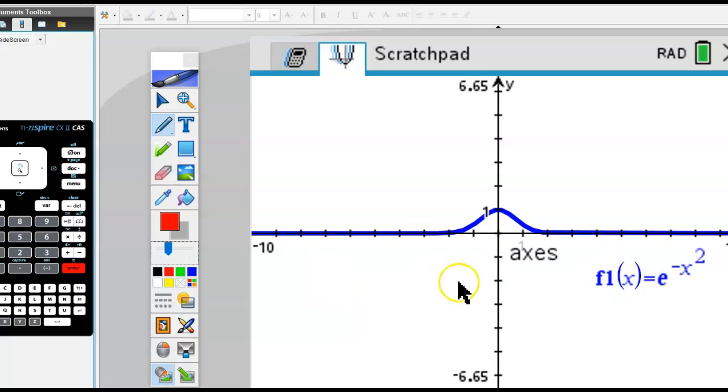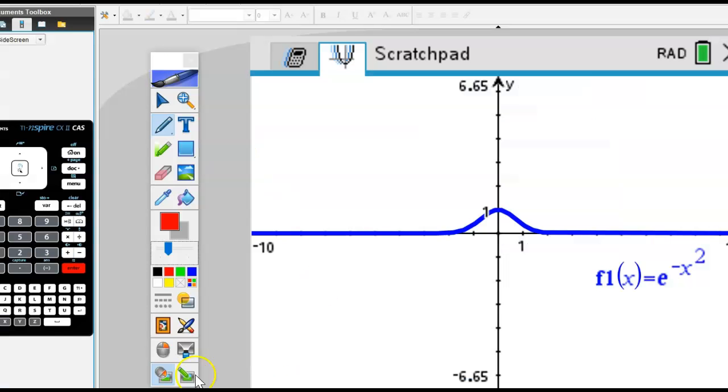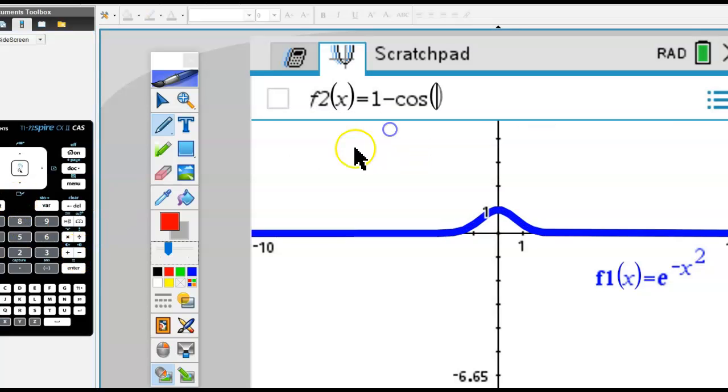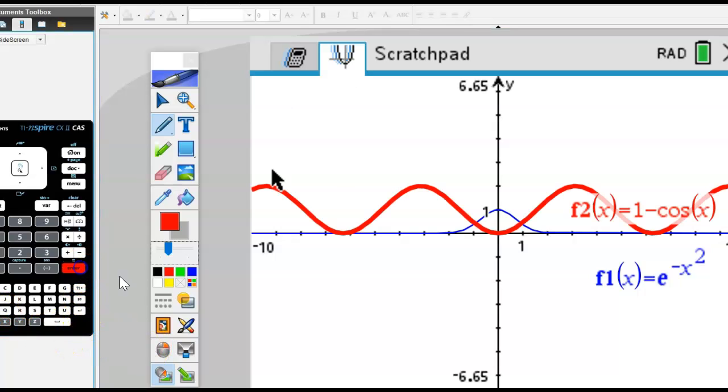If I hit enter, I get a graph that looks like that. And my second function was 1 minus cos x. To get a second function, you have to hit the tab key, and then you type in 1 minus trig, cos x. And hit enter, and I get a graph something like that.